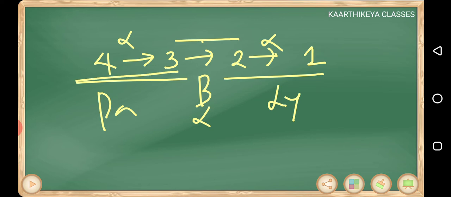4 to 3, the difference is 1. 3 to 2, the difference is 1. 2 to 1, the difference is 1. When the difference is 1 between the two energy levels, the line is called an alpha line.